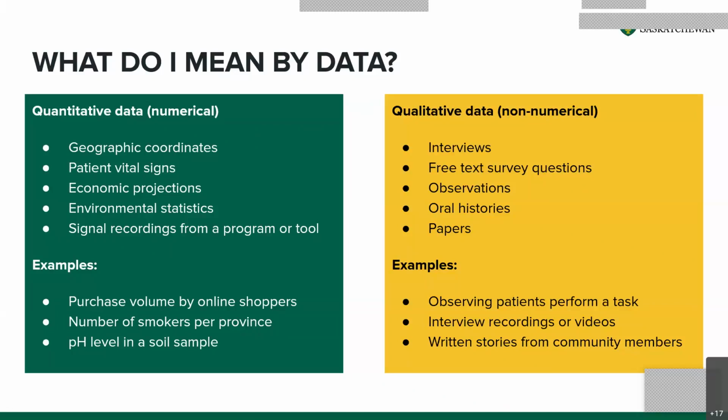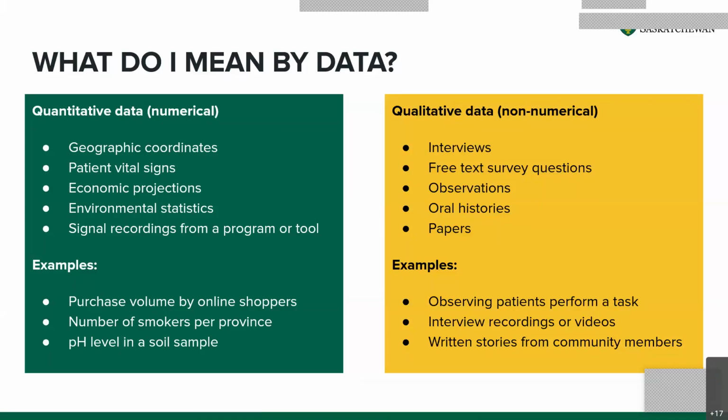Whereas qualitative data is non-numeric in the sense that it's more descriptive in nature. It might be interviews, it might be the free text of survey questions, observations of an animal behaving, or of a patient behaving a certain way, oral histories provided, or general papers of written people's descriptions of their work. So examples might be observing a patient perform a task, interview recordings or videos, or written stories from community members are all examples of that kind of qualitative data.